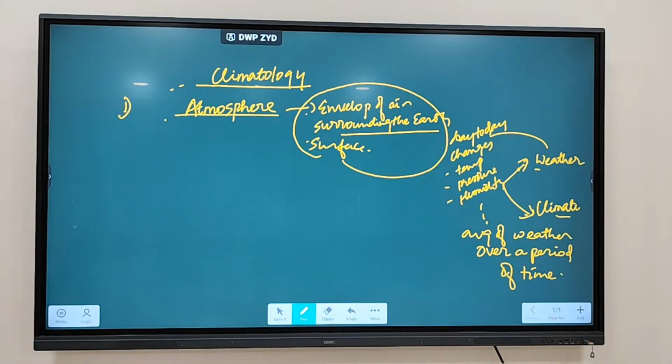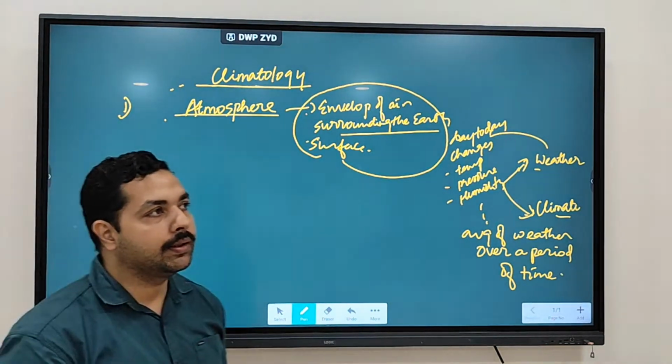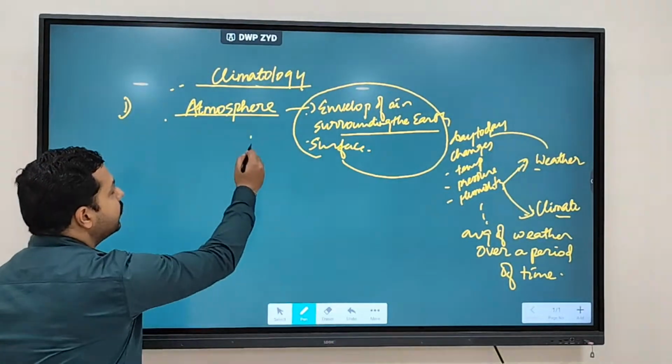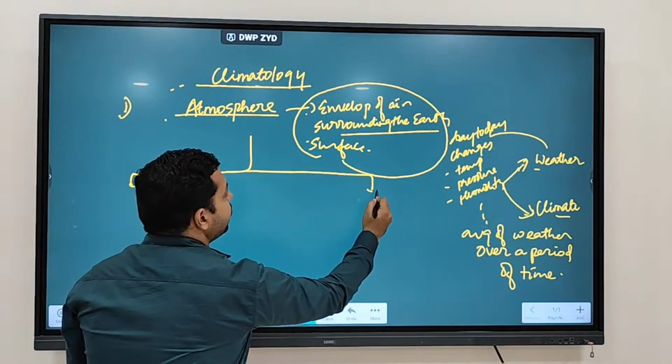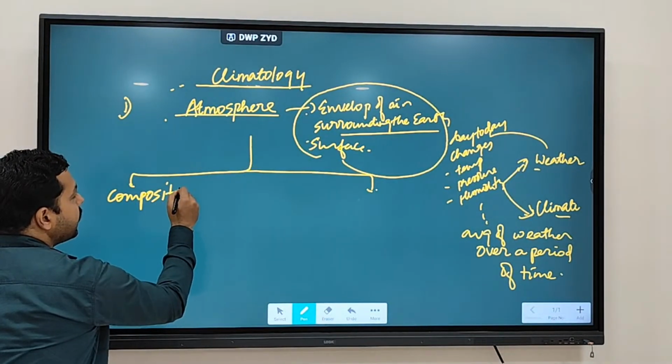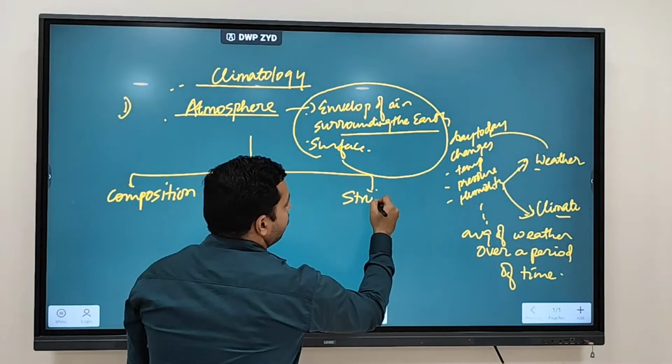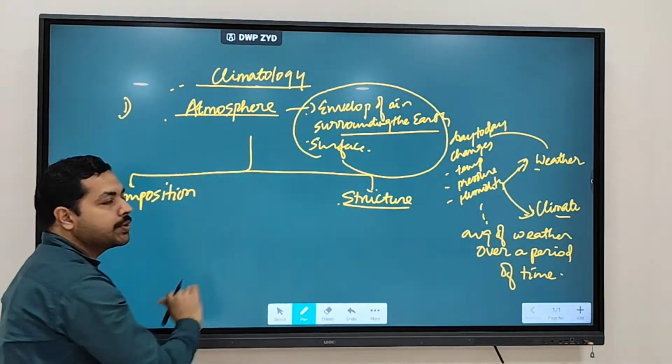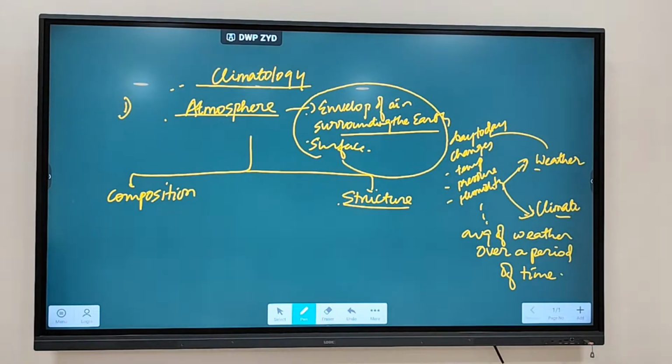Now, another important aspect that you have to keep in mind is that you have to study the atmosphere in terms of composition and in terms of structure. Fine. So why have these gases not left the Earth when outgassing happened?